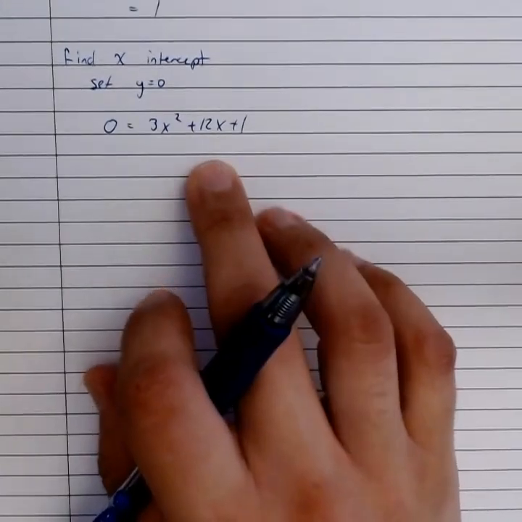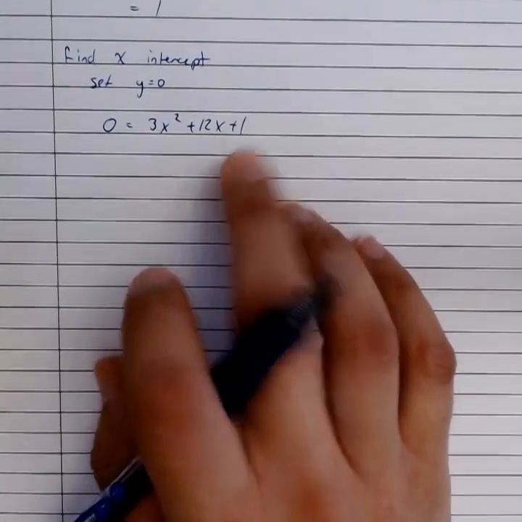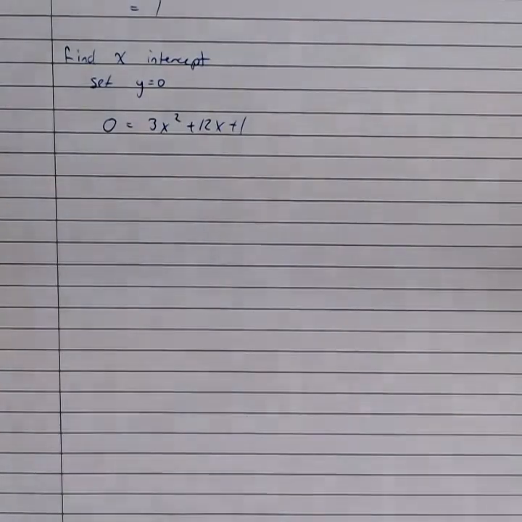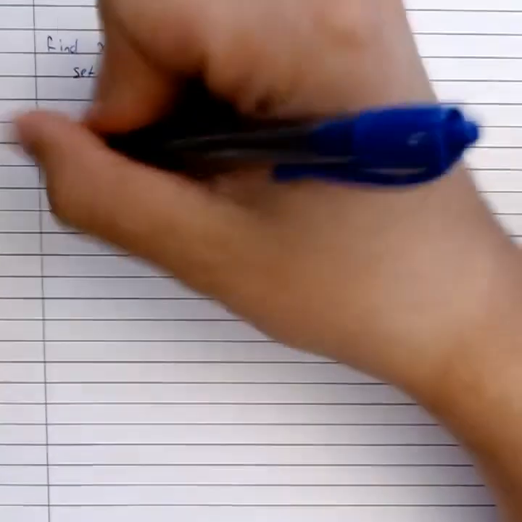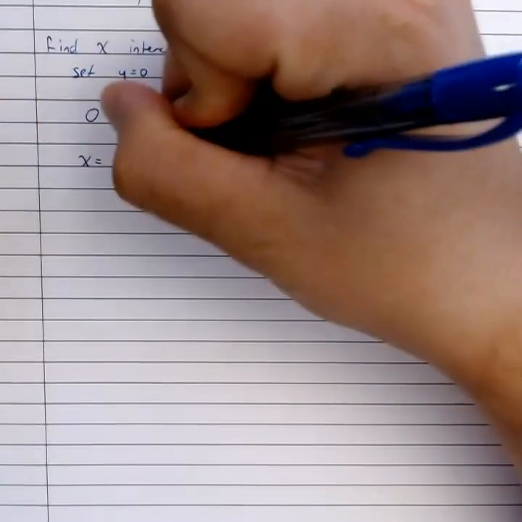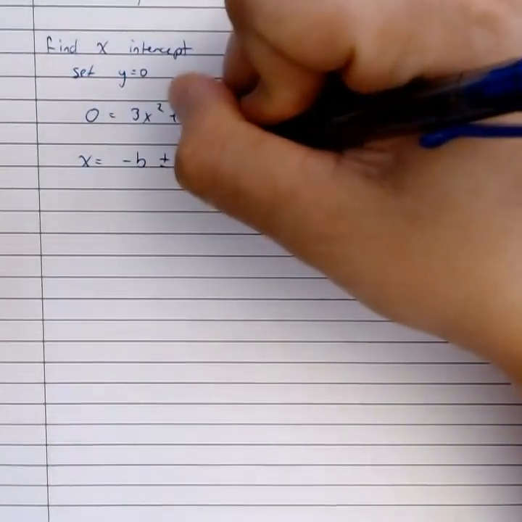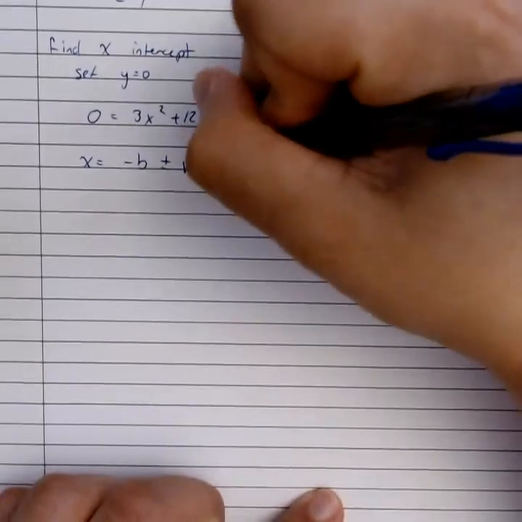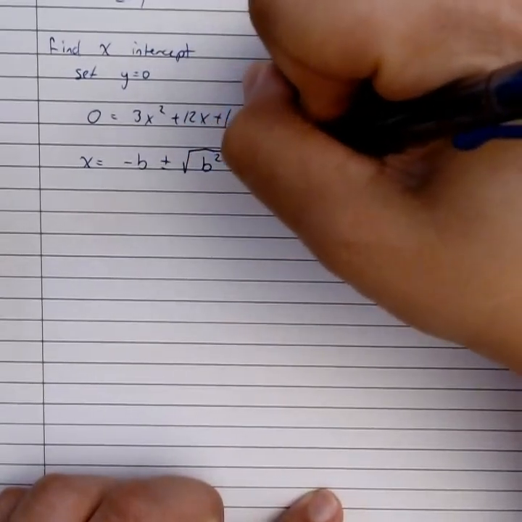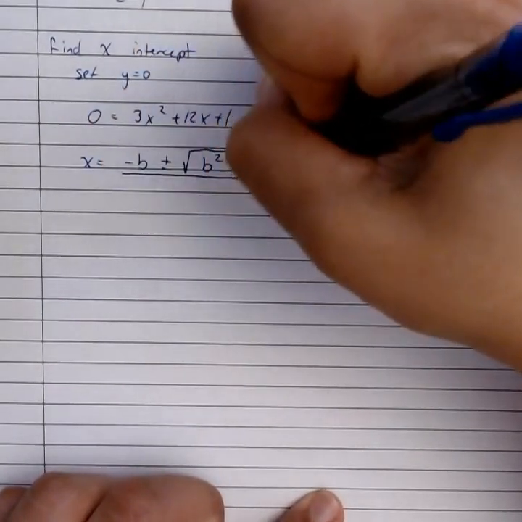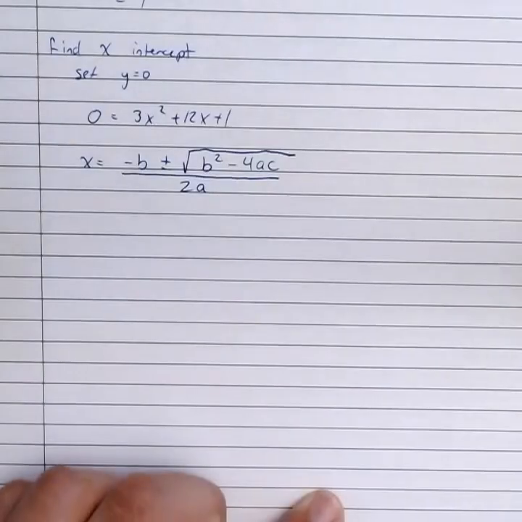So the other way of solving a quadratic is to either factor or use the quadratic formula. Since we're looking at formulas anyway, we just saw the vertex formula. Let's go ahead and use the quadratic formula for this one. That's going to be negative b plus or minus the square root of b squared minus 4ac, all of that divided by double the value of a.